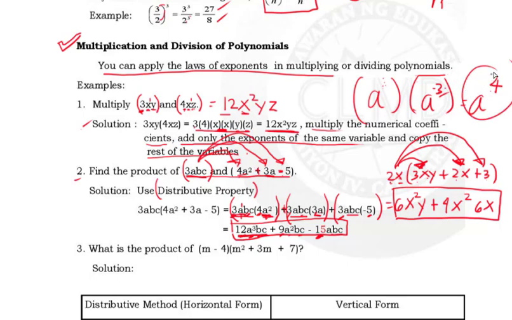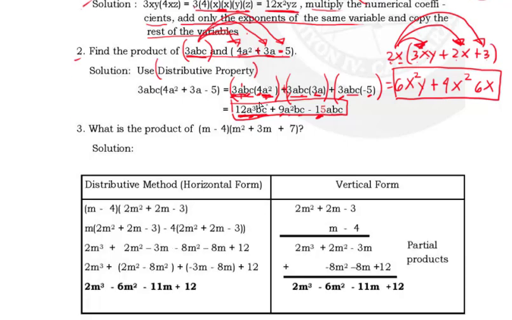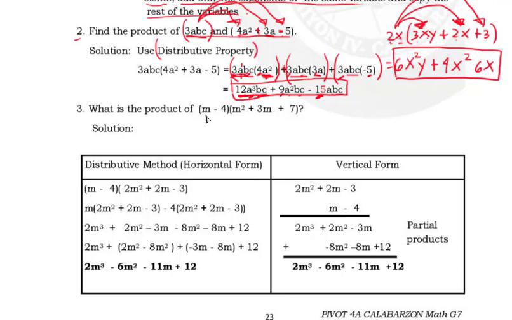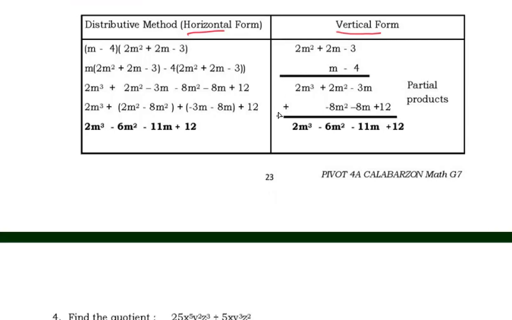Okay, next problem. What is the product of m minus 4 and m square plus 3m plus 7? We multiply again. The solution can be done in two ways, horizontal or vertical. This is also distributive: we multiply this here, first this, then this. We'll study both methods. So, let's try.